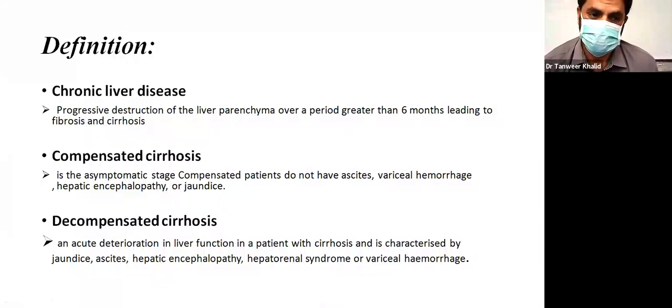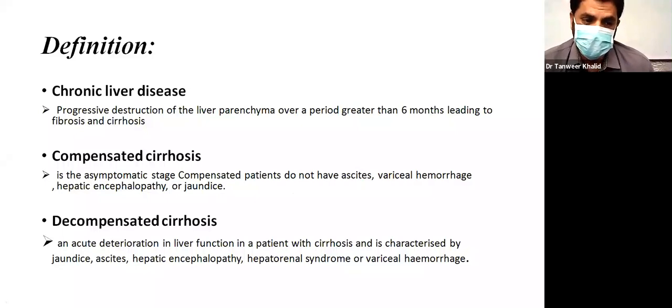Proceeding into the complications, we must know some important definitions that are frequently used in liver disease discussion. The first is, what is chronic liver disease? It is a progressive destruction of the liver parenchyma over a period of greater than 6 months that is leading to fibrosis and cirrhosis.